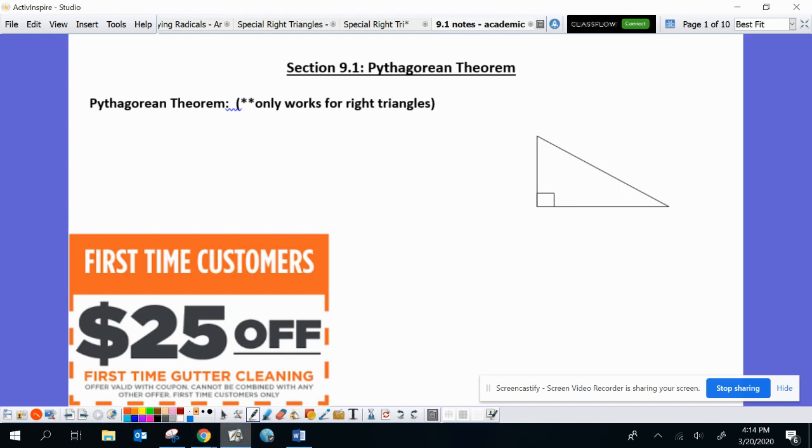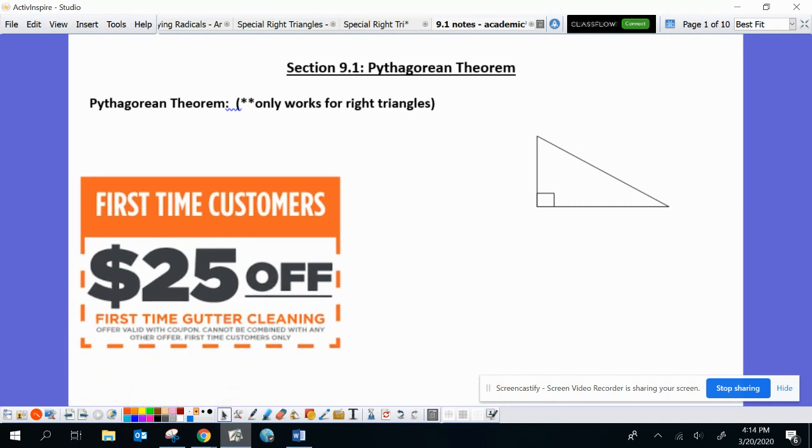All right, welcome. Section 9.1, Pythagorean Theorem. Feels like we've been talking about it all year, but we finally get to the section that is actually entitled Pythagorean Theorem. I have a coupon to the side here just to kind of show. With every coupon, there's always the fine print.